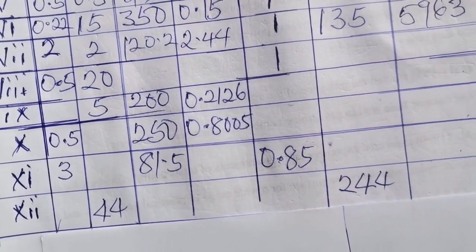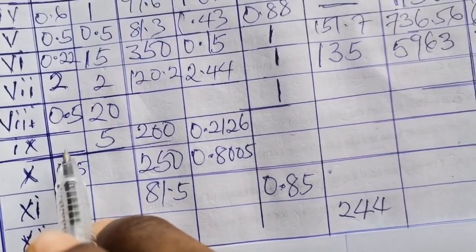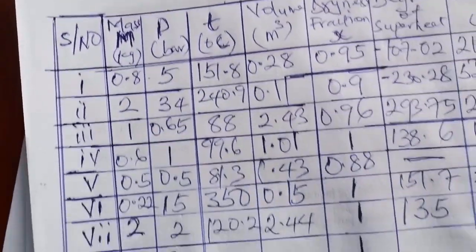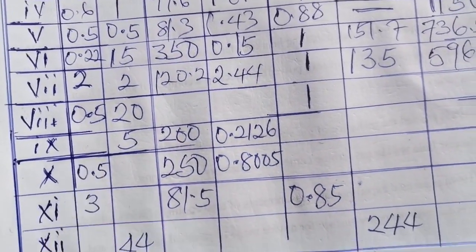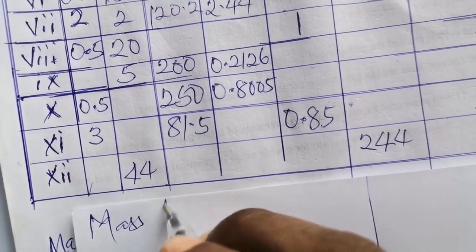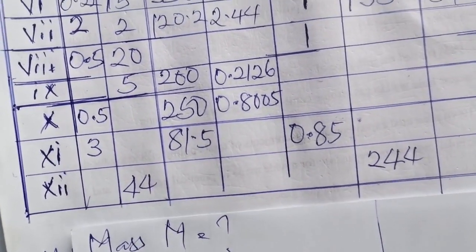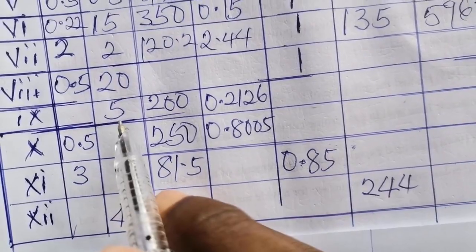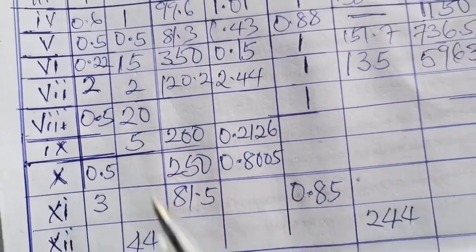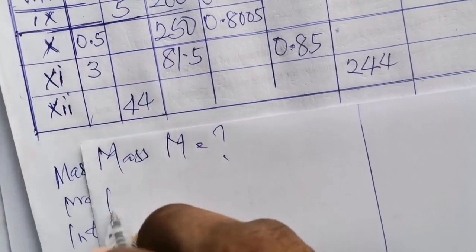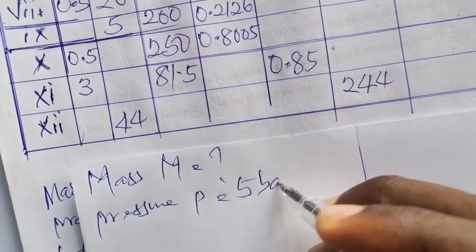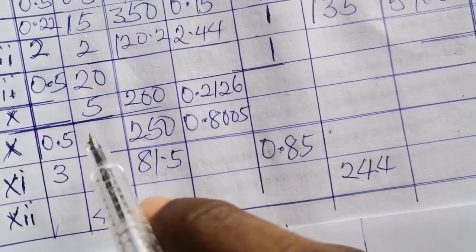I'm at column 9. Alright, let's get the parameters for this column. We weren't given mass. Remember, this is the row for mass, and this is the column for mass. So mass M is simply unknown. We were given pressure. Remember, this is the column for pressure P. We are given pressure as 5 bar. P equals 5 bar.